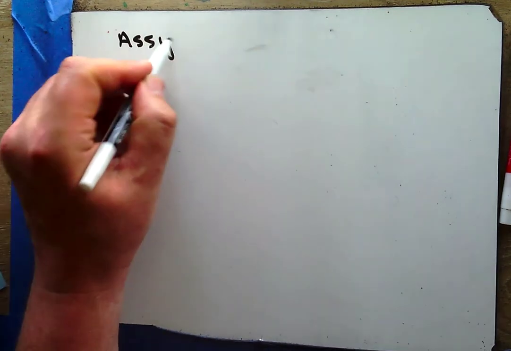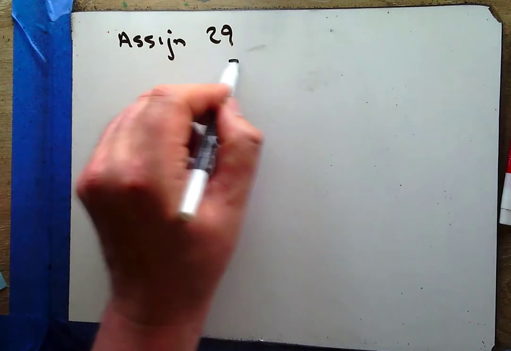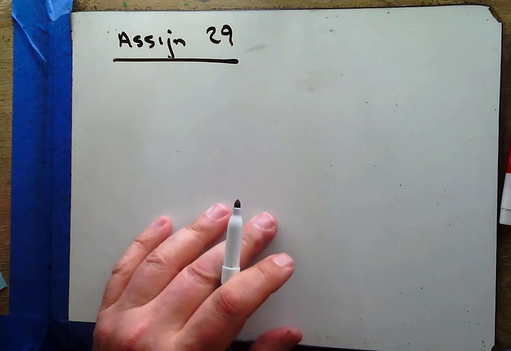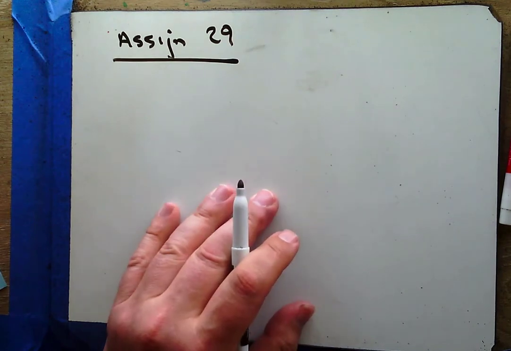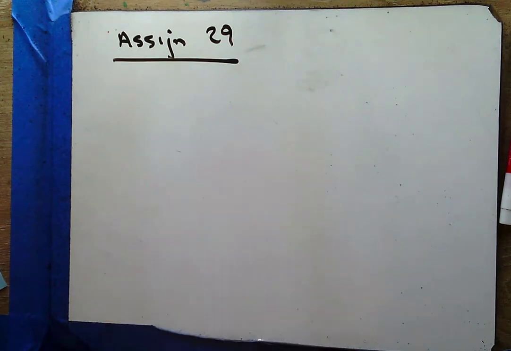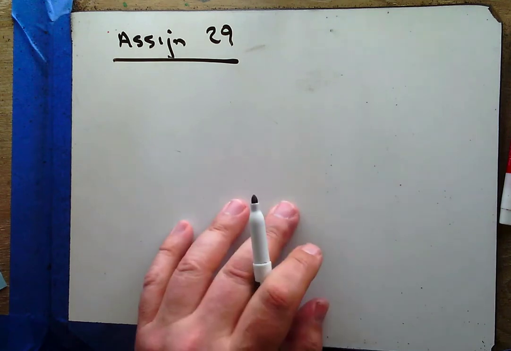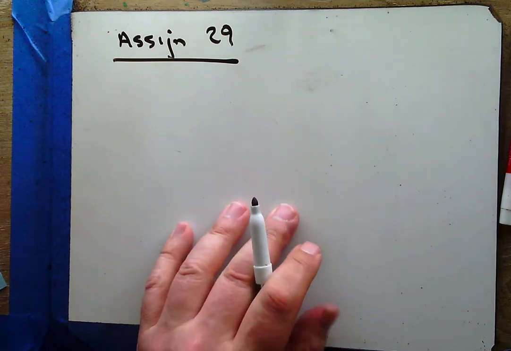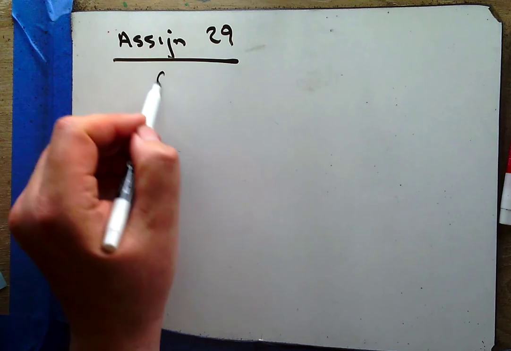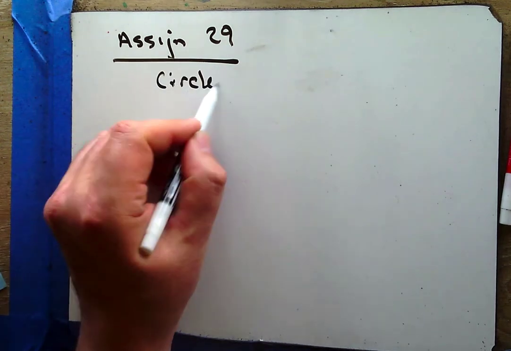Hello. It's good that you're here today as we look at assignment 29. And 29, I think a bunch of this is going to be new material for you. Maybe you did it, but I'm not really sure that you have. We're going to be talking primarily today about circles.